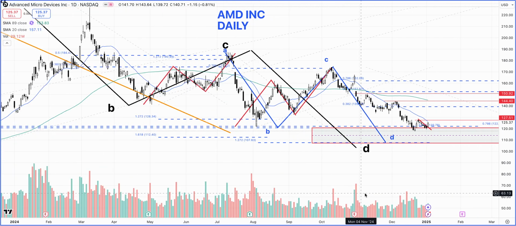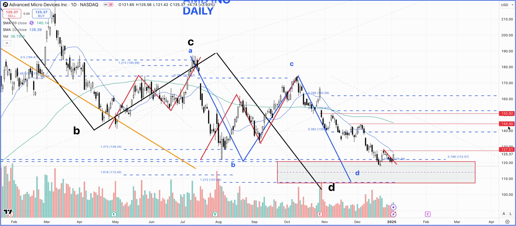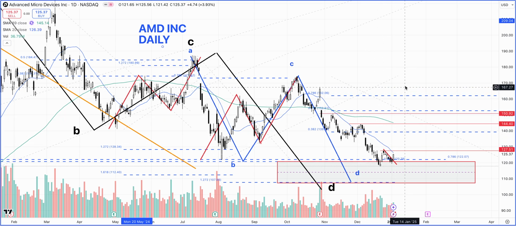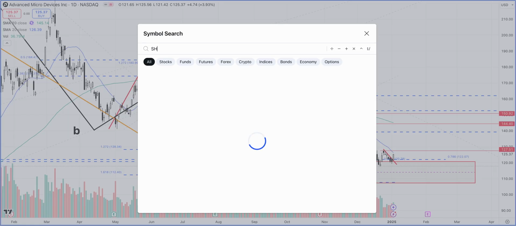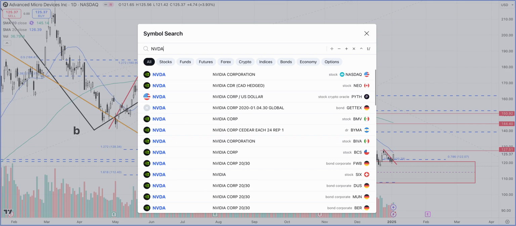So again, we'll just keep on watching this. Ideally, if it begins to close above its 20-day moving average, which is this green, that's going to be much better. Okay, now let's take a look at NVIDIA.